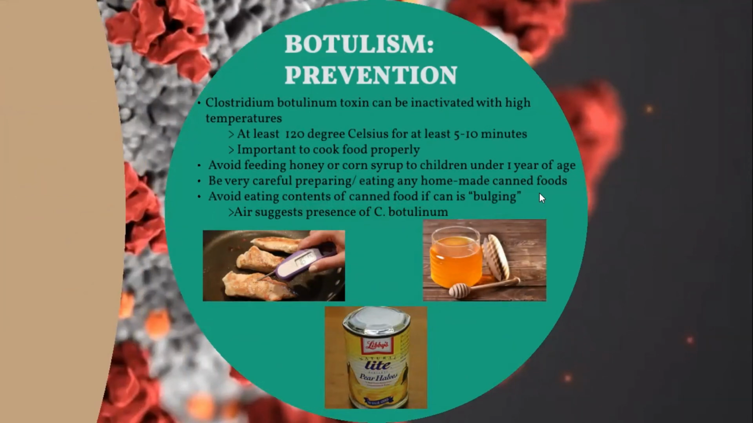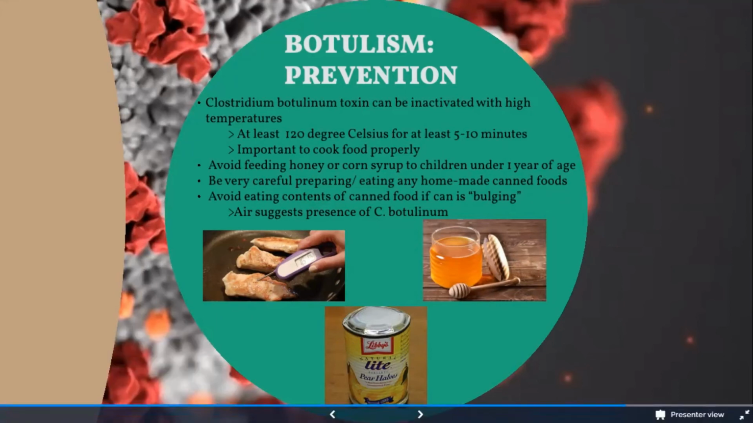Another is avoid feeding honey or corn syrup to children under 1 year of age. As I've said earlier, there is some evidence that honey is associated with infant botulism. And another is be very careful preparing or eating any homemade canned foods and avoid eating the contents of canned food if the can is bulging, because air suggests the presence of Clostridium botulinum.